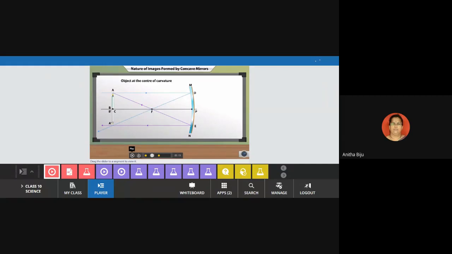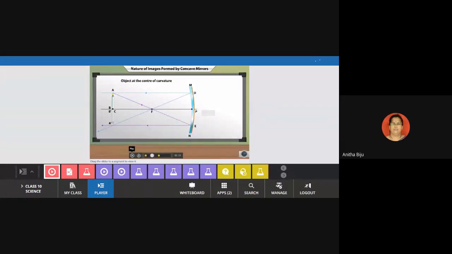Real and inverted. Real because we can catch it on a screen. Inverted, and it is formed on the same side of the mirror. Then size: you can see that the size of the object and image are the same. From the figure, you can write down the properties. Okay, 3 properties: 1, 2, 3.